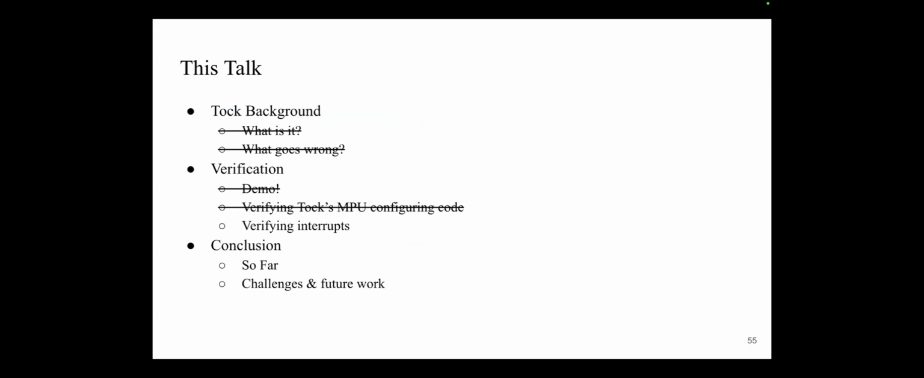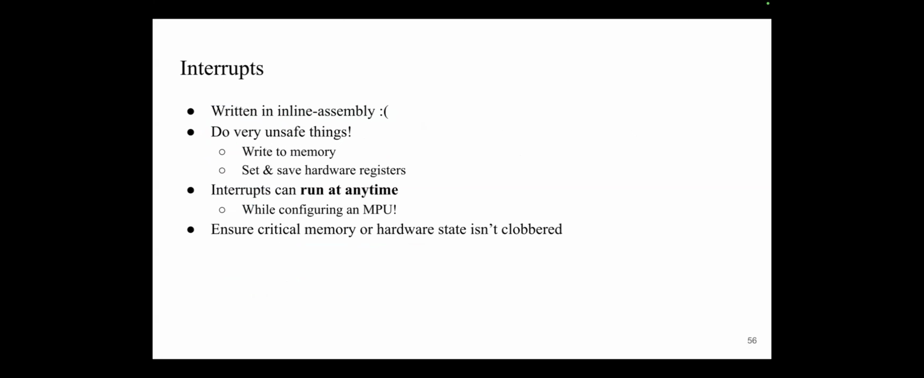And now I just want to wrap up by talking about our verification for interrupts. Okay, so interrupts in Tock, again, are written in inline assembly. And this is unfortunate because they're part of the kernel, right? And we'd like to have some language level guarantees about type and memory safety. And unfortunately, we don't. And to compound the issue, it's not like these interrupt routines are adding 2 + 2. They're actually doing very, very unsafe things. For example, they write to memory and they set and save hardware registers, right? So this is kind of scary.